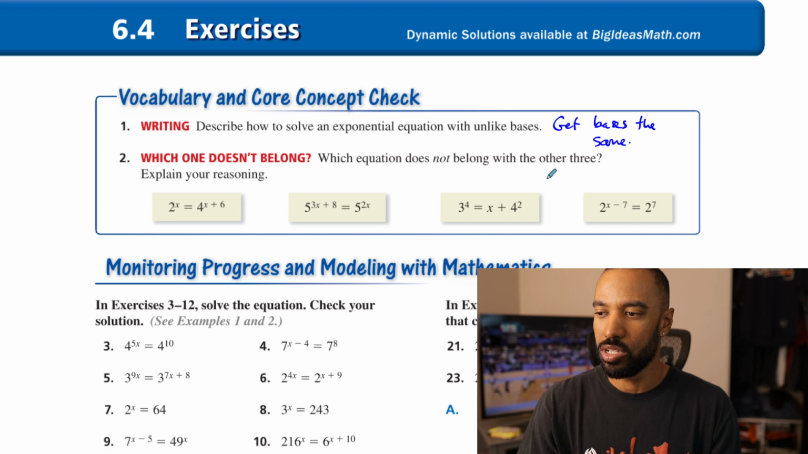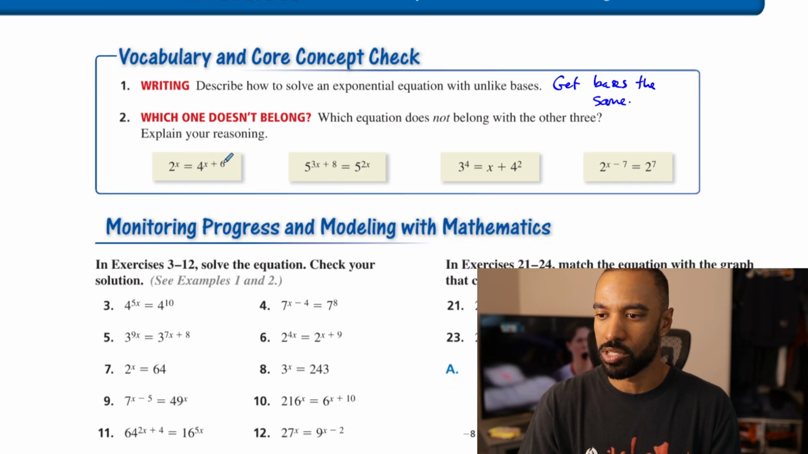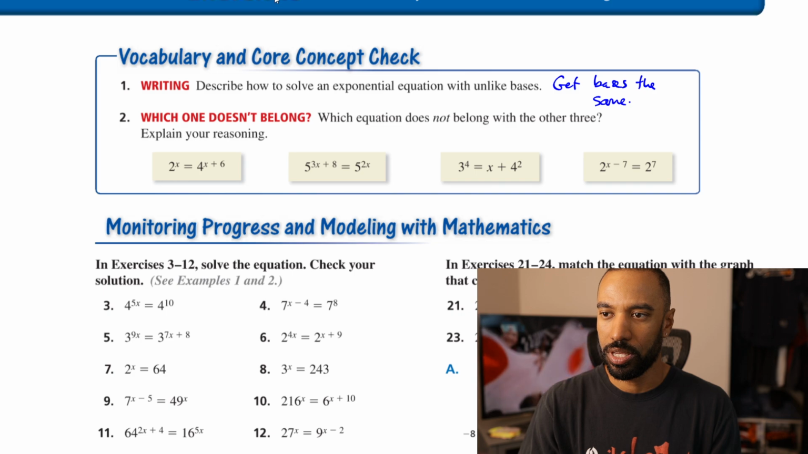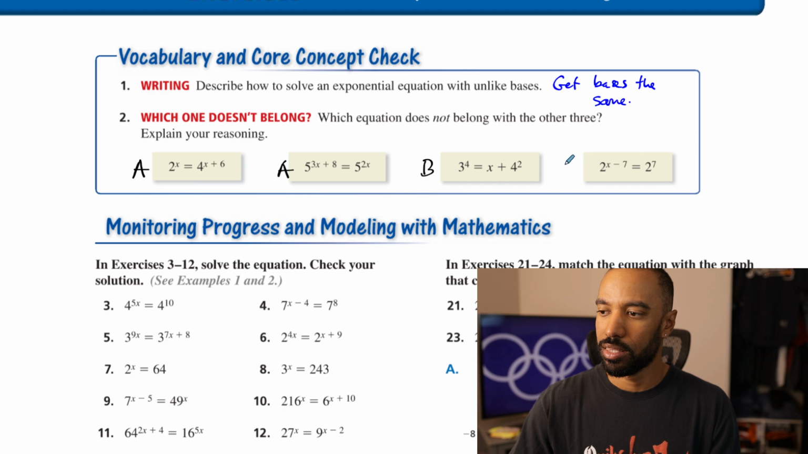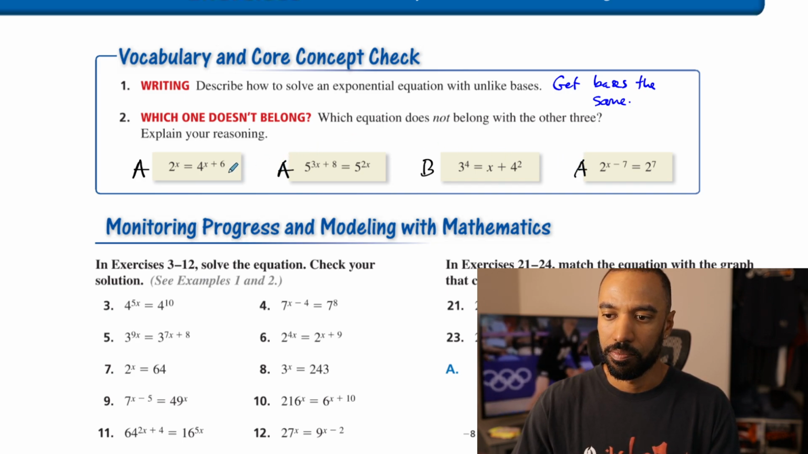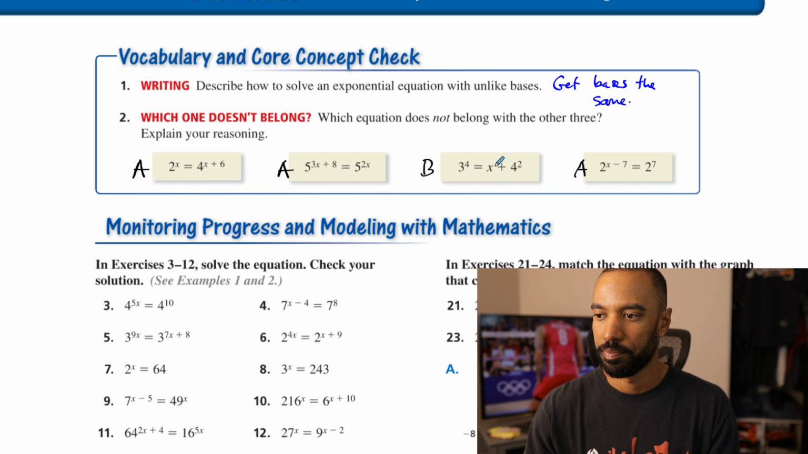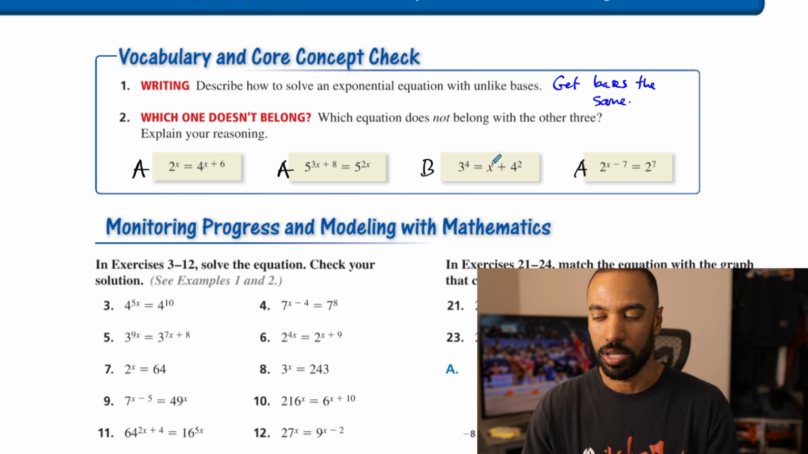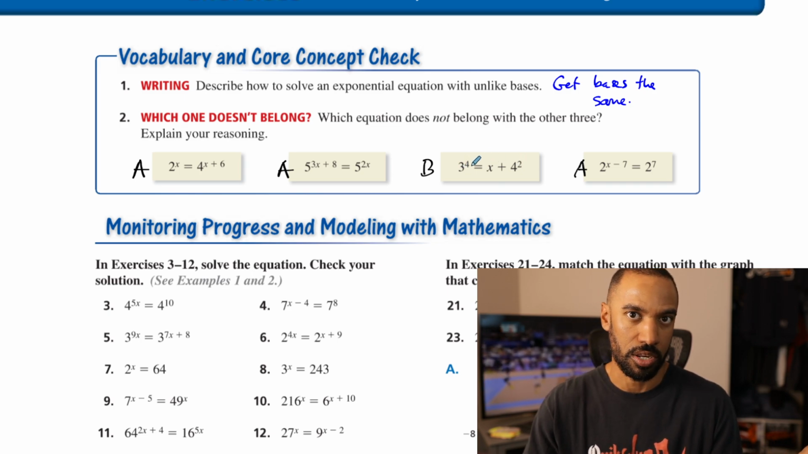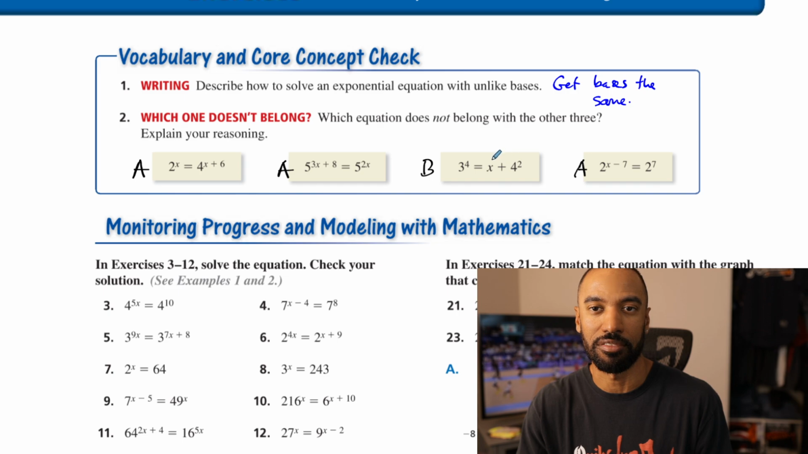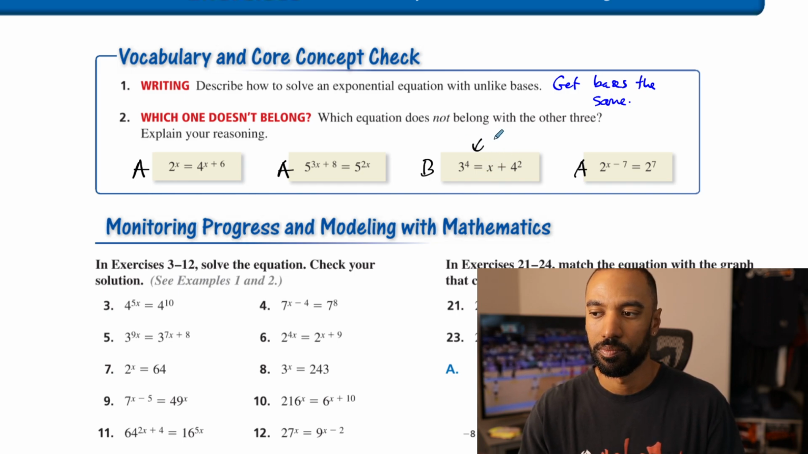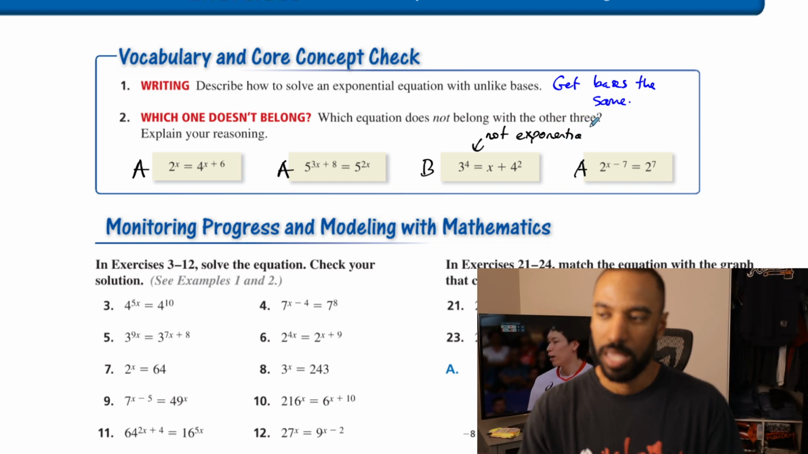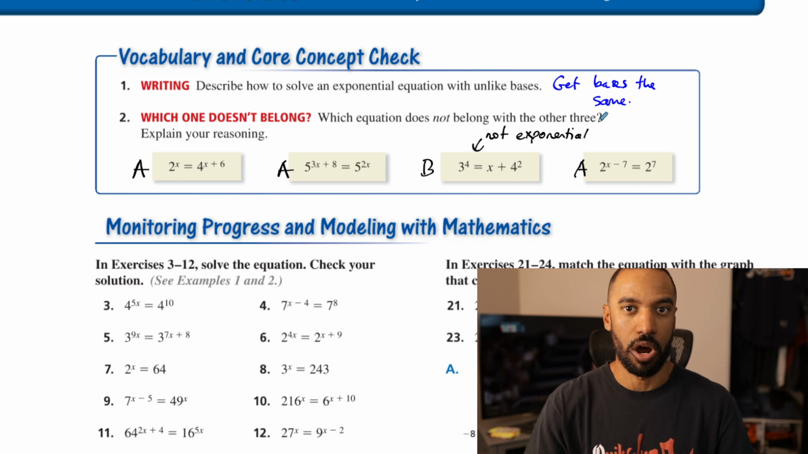Number 2, which equation does not belong with the other 3? Explain your reasoning. As I scan through them, I'm looking at this one being different right here. I'm going to call that one B, whereas these are A. The A's are exponential equations. They have x's in the exponent. This one has exponents, but they aren't variables. They are constants. This is a linear equation. This 4 squared is 16, 3 to the 4th is 81. But hey, x equals 65, whatever. That's not an exponential equation. The others are, and the others you'd have to do more with that you've already seen.